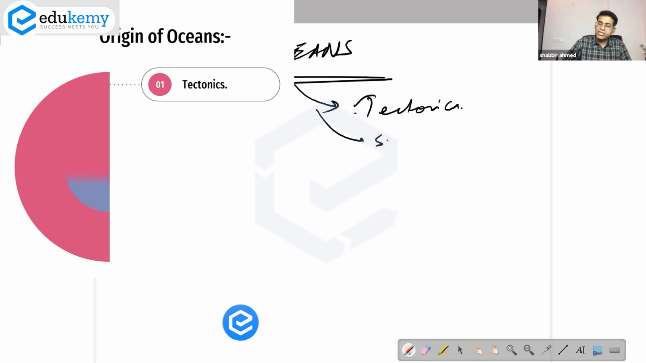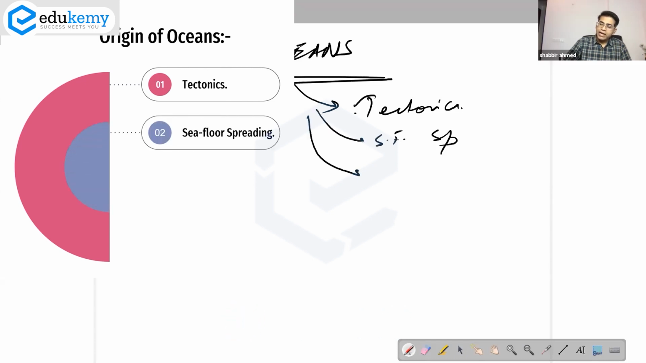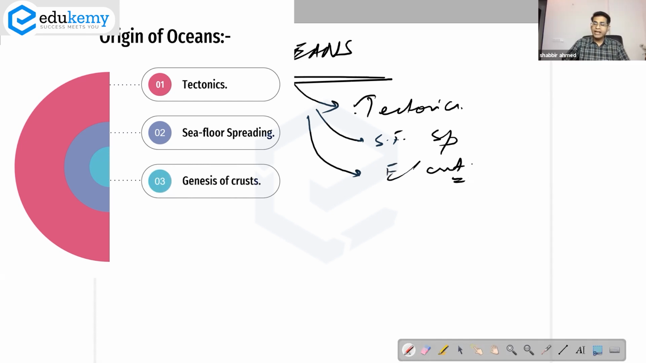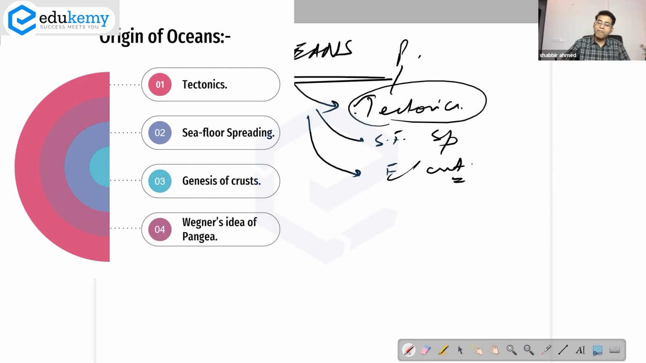Link it with sea floor spreading. Link this with origin of the genesis of Earth's crust. Link, when I say tectonics, link this with Wegener's idea of Pangea and how the Pangeas have moved.